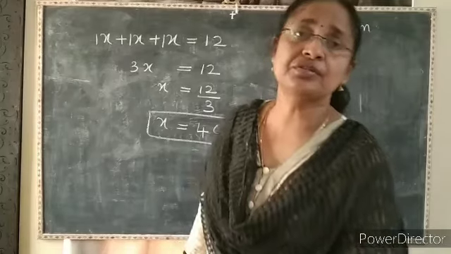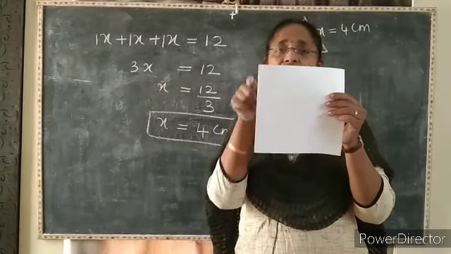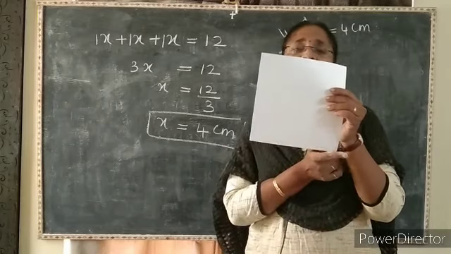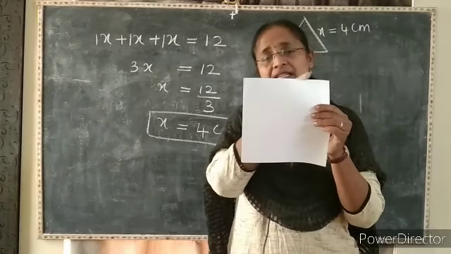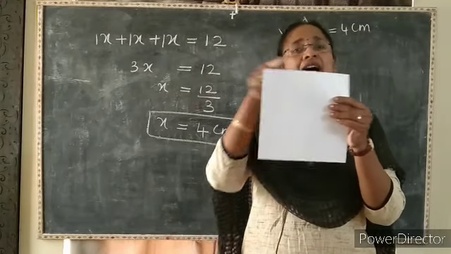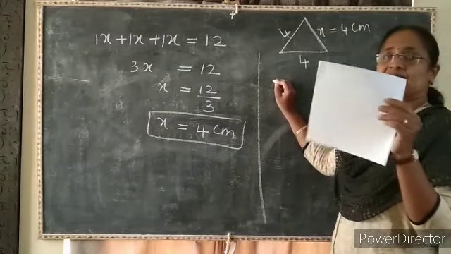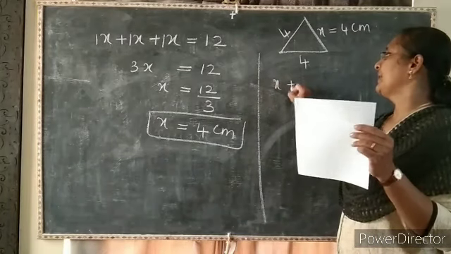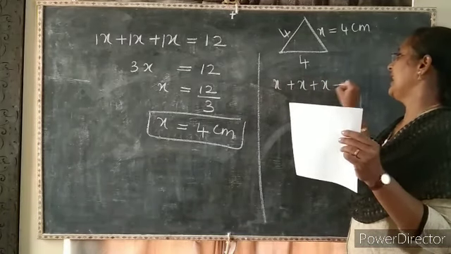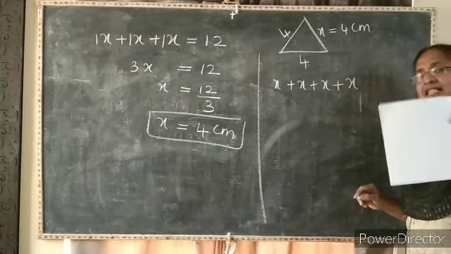Okay, now we are going to form a square. Now again we are going to see the perimeter of the square. The perimeter of the square is the sum of all the lengths of the sides. So how many sides are there in a square? x plus x plus x plus x. Yes or no? So I have 4x in this square.